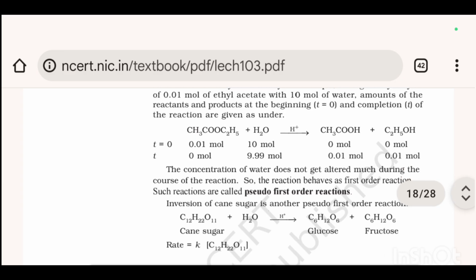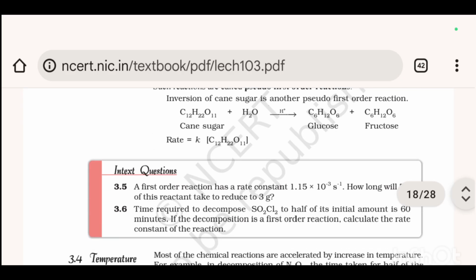The concentration of water does not get altered much during the course of the reaction. So the reaction behaves as a first order reaction. Such reactions are called pseudo first order reactions. Pseudo means fake. Inversion of cane sugar is another pseudo first order reaction.